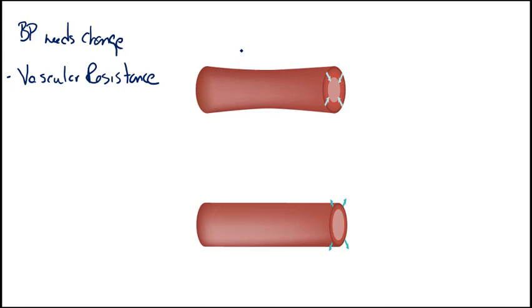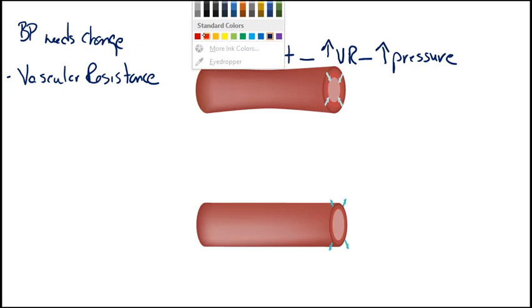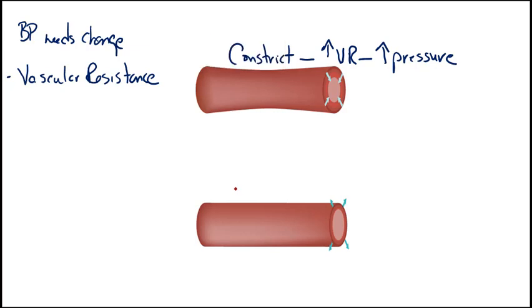When we constrict a blood vessel, this results in an increase in vascular resistance. This increase in resistance corresponds to an increase in pressure in that vessel. The opposite is also true. If we dilate a vessel, the resistance goes down, as does the pressure.